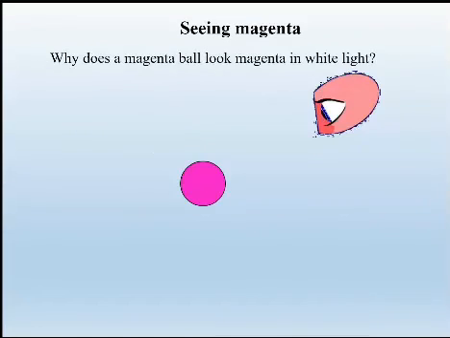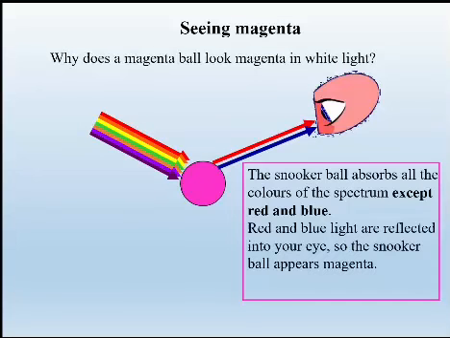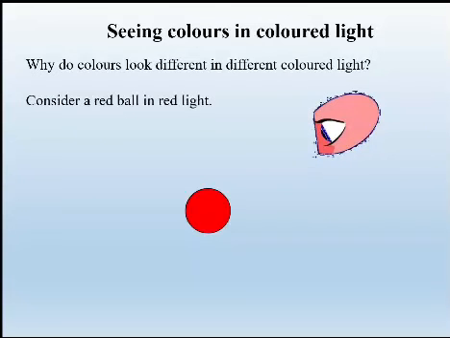Now, why does a magenta ball look magenta in white light? When we consider magenta, it is a combination of 2 colors. So, as the spectrum is generated, among these the snooker ball absorbs all the colors except red and blue. Why? Because red and blue together generate magenta, and red and blue are reflected into your eye. So, the snooker ball appears magenta.